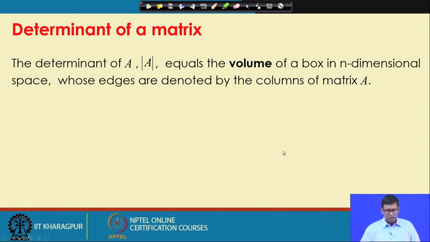And then we come to the definition of the determinant of the matrix. The determinant of A, given by A within two vertical lines, is equal to the volume of a box in n-dimensional space whose edges are denoted by the columns of matrix A. So, what is volume in n dimensions? That is a question. In the very first lecture we discussed multi-dimensional vectors, because in a matrix equation we are dealing with many variables, n variables, an equation system which has n degrees of freedom.